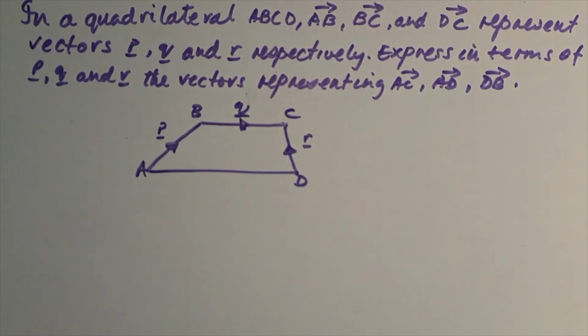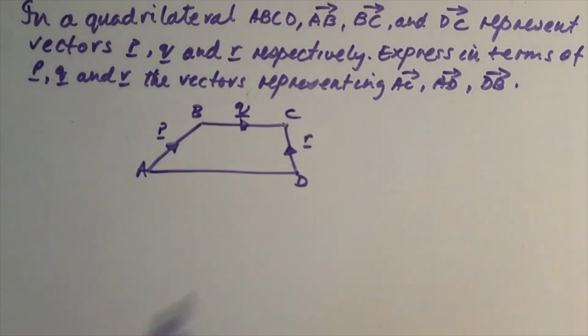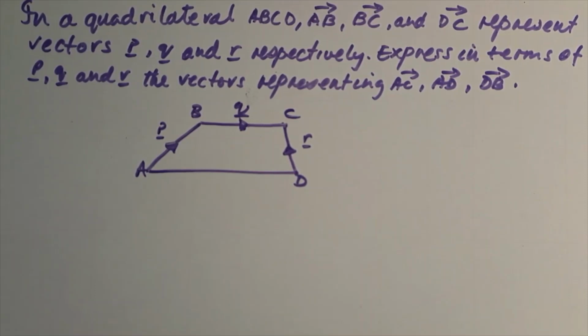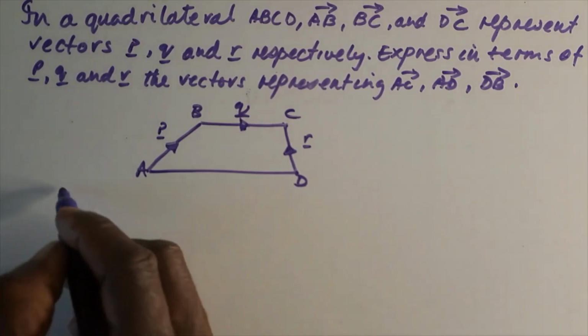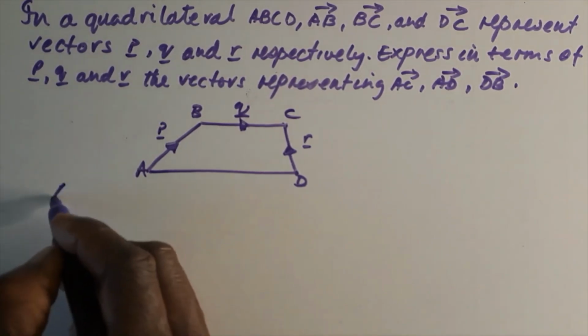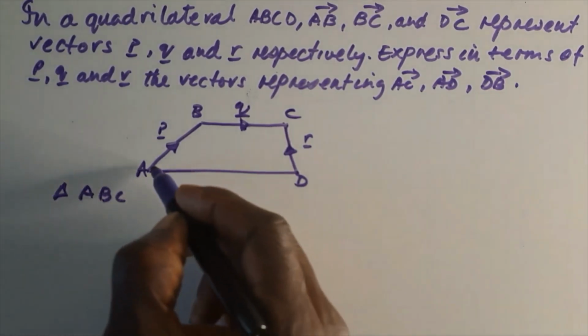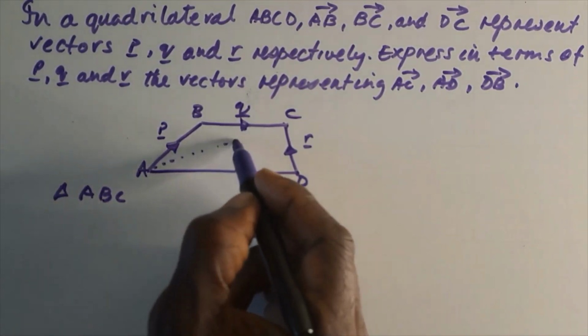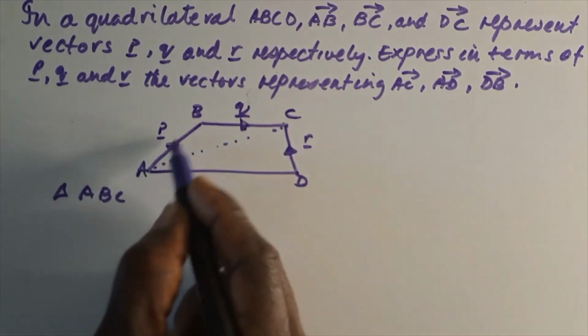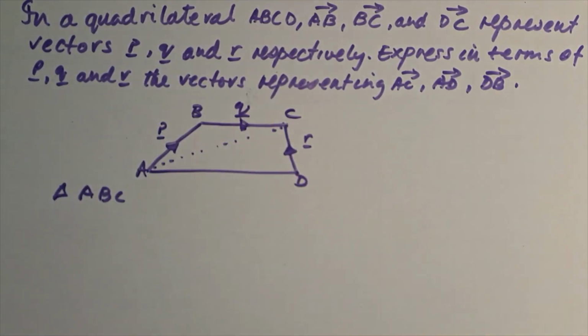Right, so we need to express in terms of P, Q, and R the vectors representing these displacements: A to C, A to D, and D to B. Now, if we look at the triangle A, B, C, so if you imagine there's a line here, then we have the triangle A, B, C.